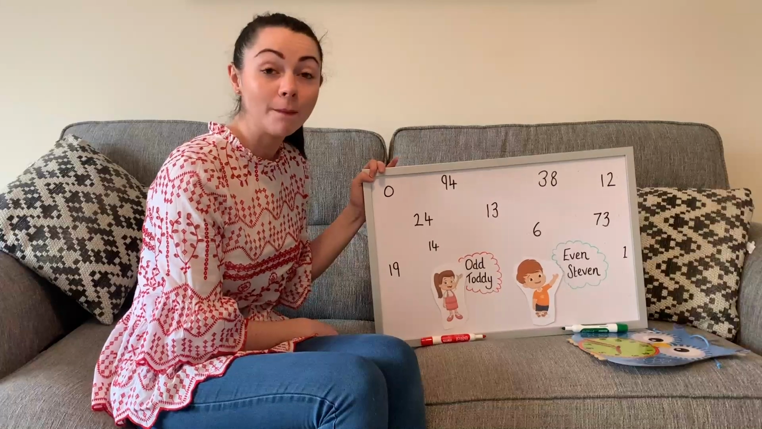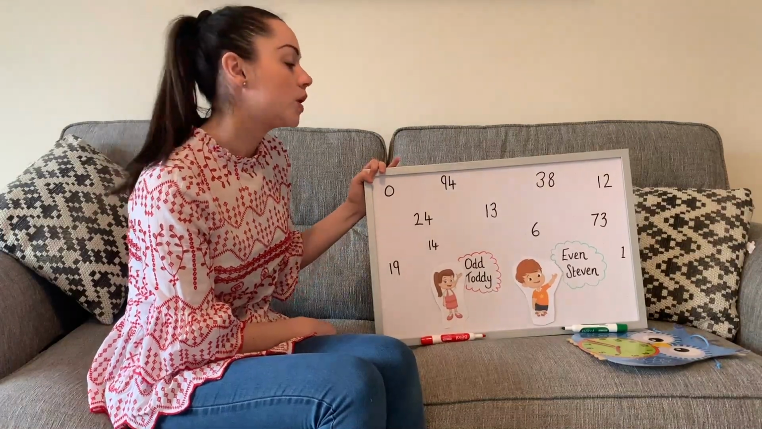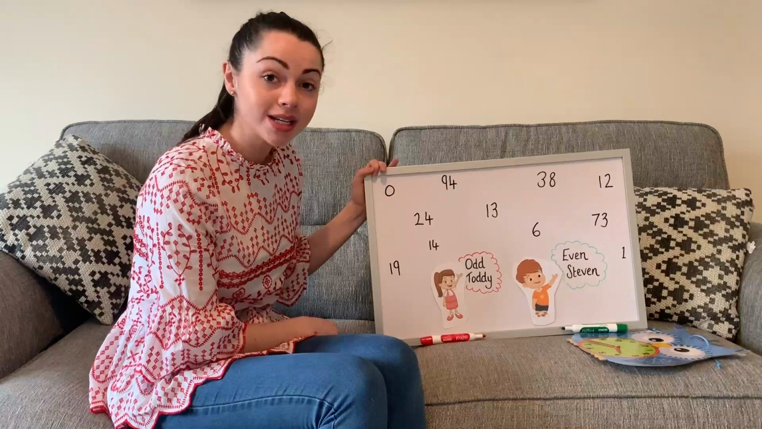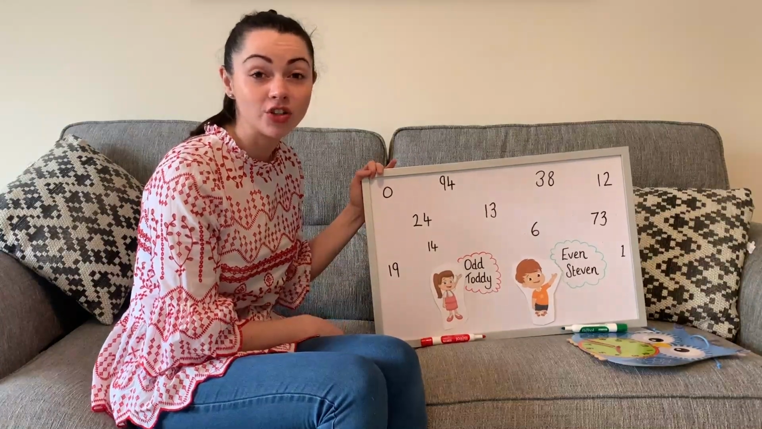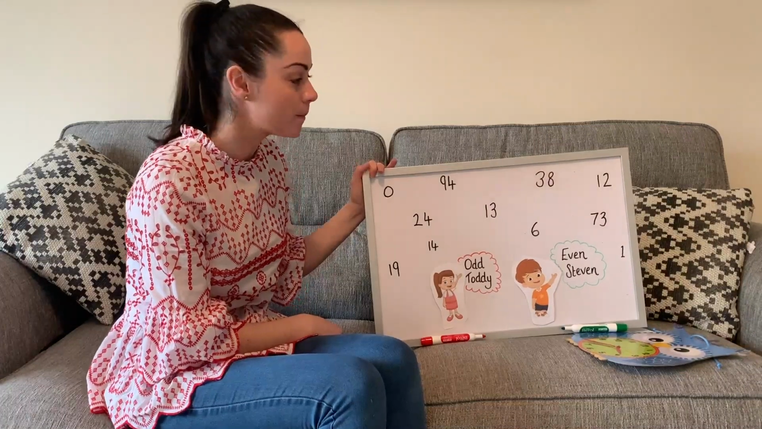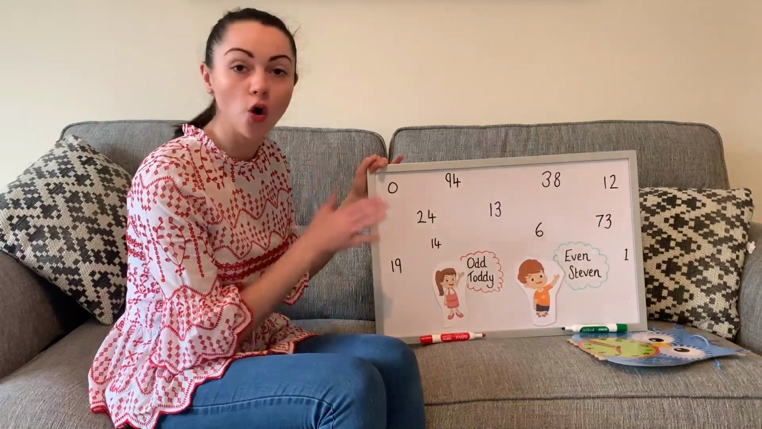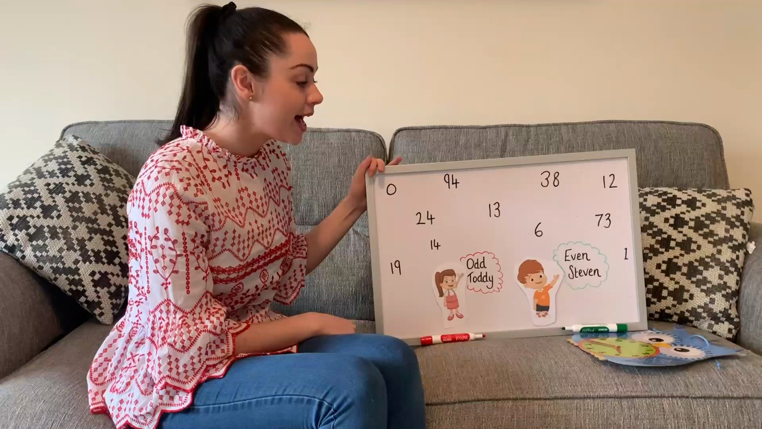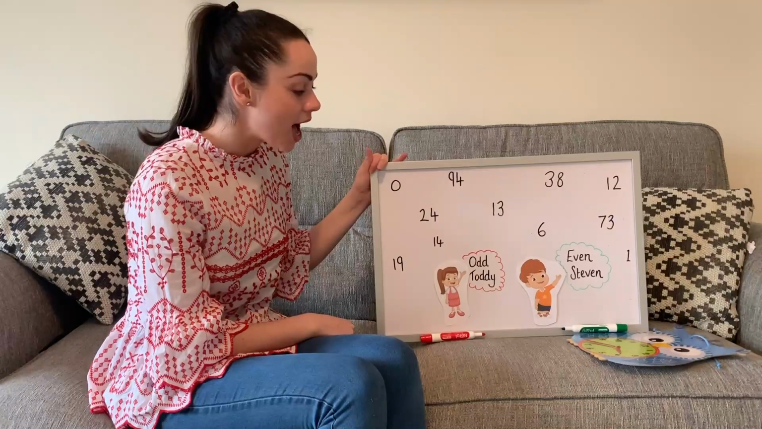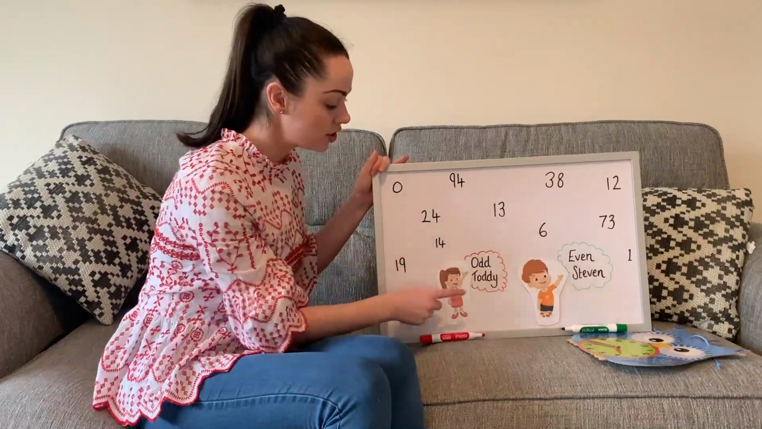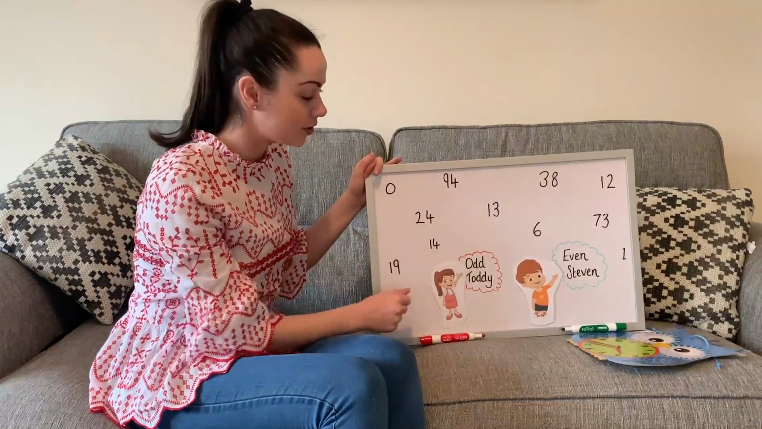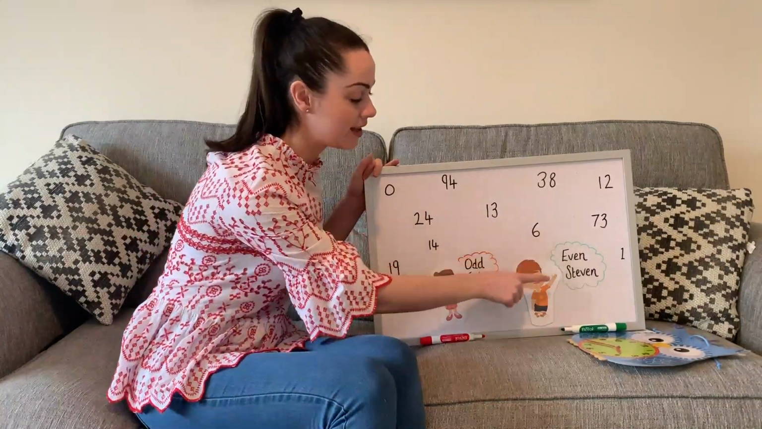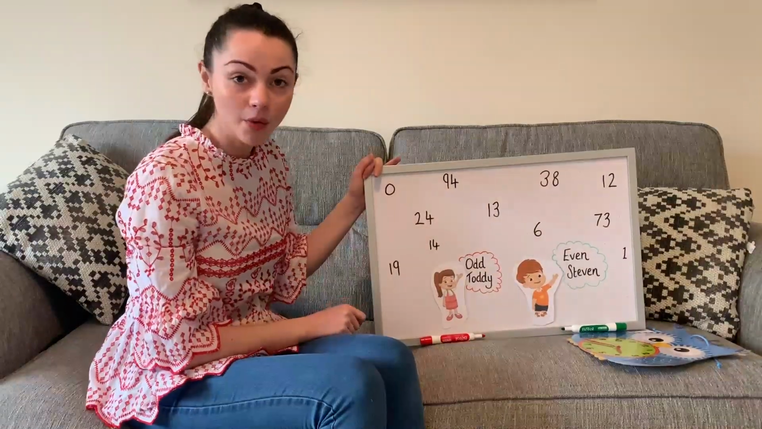So for our number work this morning, what we're going to focus on is odd and even numbers, and then we're going to be doing a little bit of revision on time. But first of all, we're going to start with our odd and even numbers. And as you can see here, I have two little characters. I have Odd Toddy, this little girl, and I have Even Stephen, this little boy.